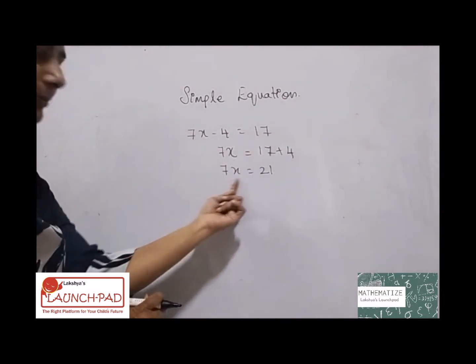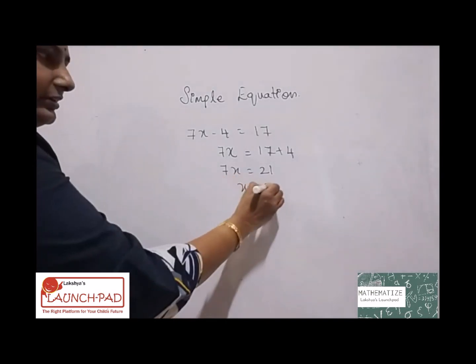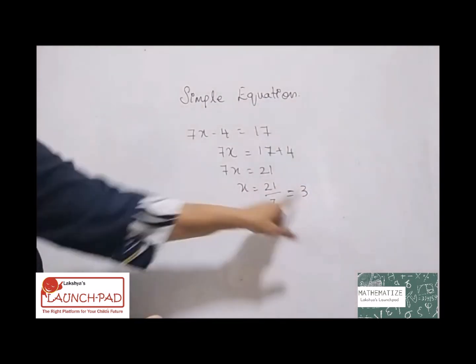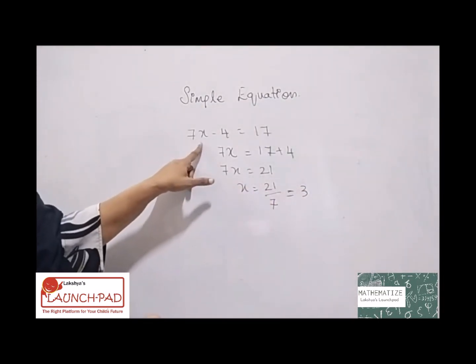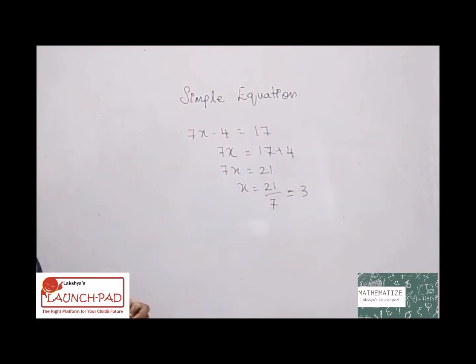Now this is multiplication. 7 into 3 minus 4 is 17. So x will become 3. So 3 sevens are 21. 21 minus 4 is 17. You understood the concept? Yes.